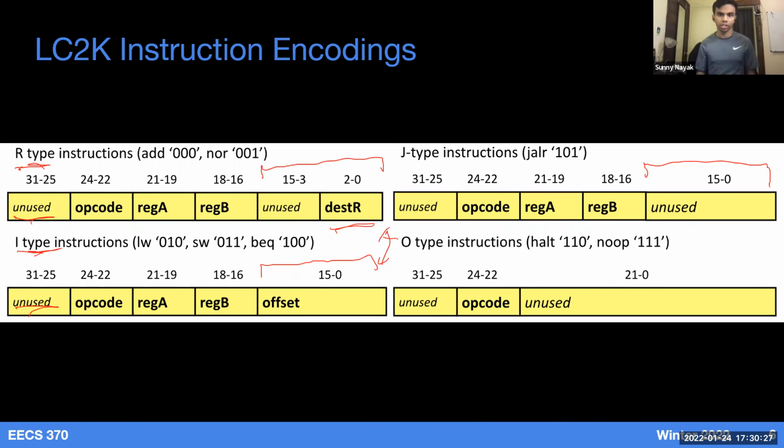Note that those fields are just completely unused for J-type and O-type instructions because I don't really have a third parameter. Or in the case of O-type instructions, I don't even have a second parameter. I just have my opcode. Cool. Anything you want to add, Mason?